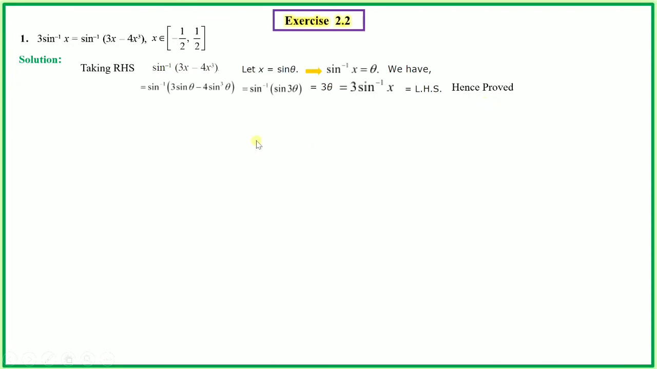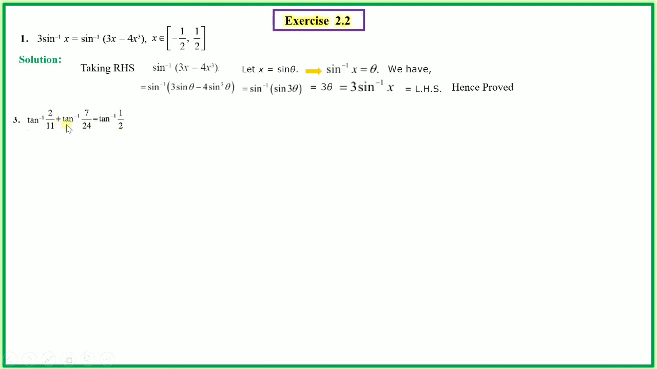Question number one is over. Now question number two is also almost the same. You can try that. I take question number three: tan inverse 2 upon 11 plus tan inverse 7 upon 24 is equal to tan inverse 1 by 2.